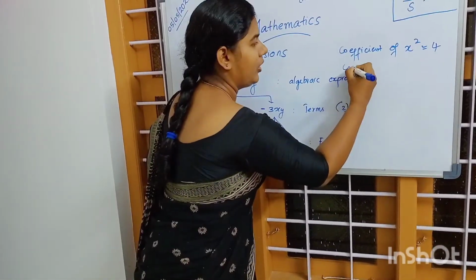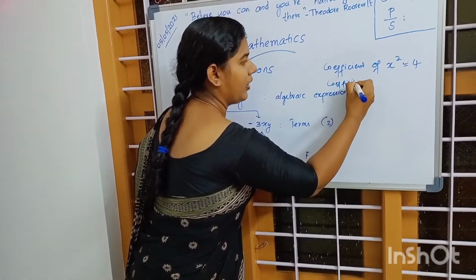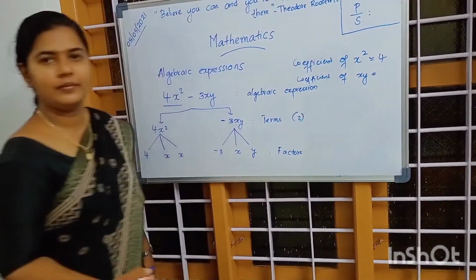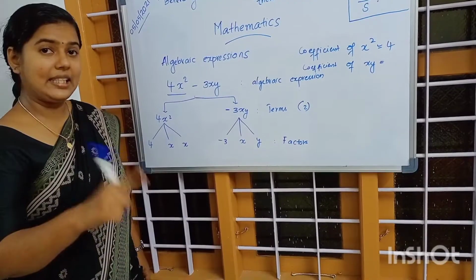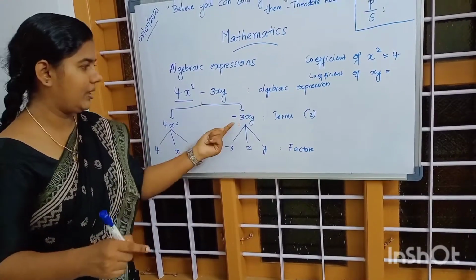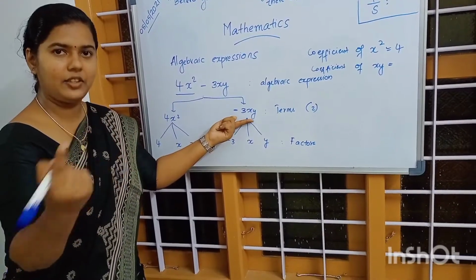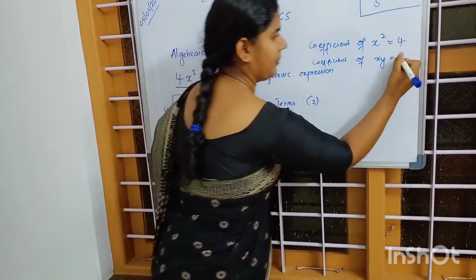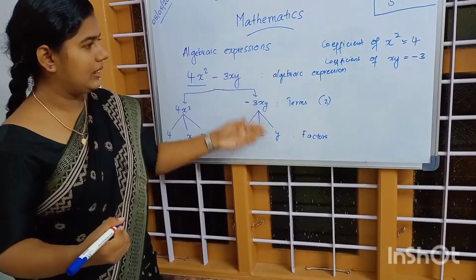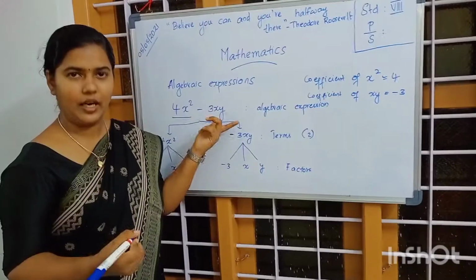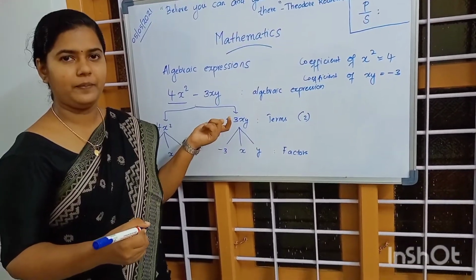So what about the coefficient of xy? Is it 3 or negative 3? Yes, it's negative 3 because the term is negative 3xy. So the coefficient will be negative 3. So these are the basic things that you have learned about algebraic expressions. I hope you understood this problem.